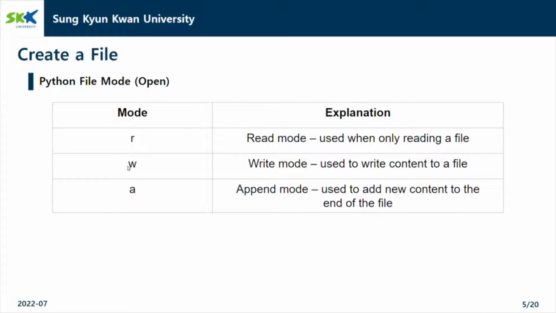When opening a file via Python, three modes are available as shown in the following table. First, R mode is used as a read mode when only reading a file. W mode is used as write mode when writing content to a file. A mode is used as append mode when adding new content to the end of the file.